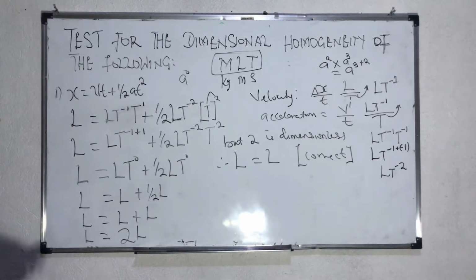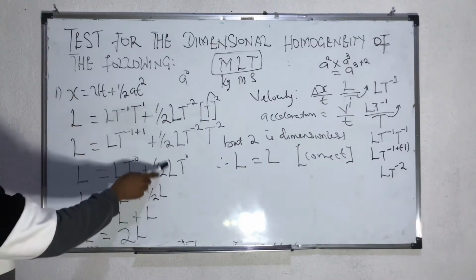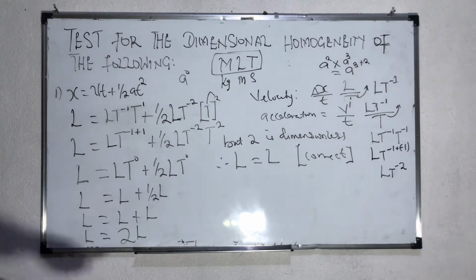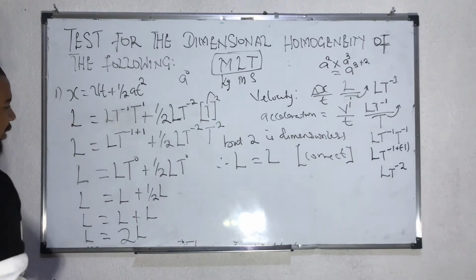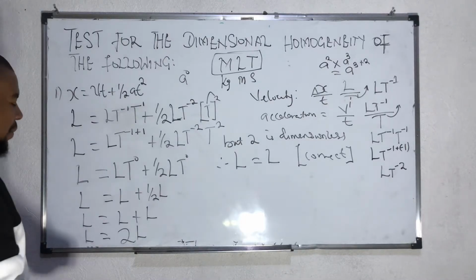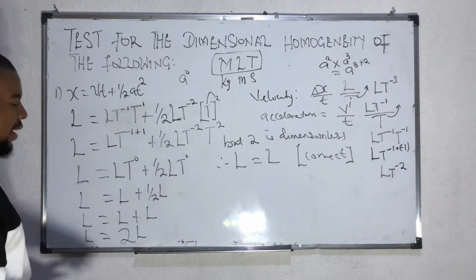Okay, now let me explain this part again. Remember that I said that the numbers like this, or maybe 3, 4, 5, 6, 7, they are all dimensionless. You cannot determine their dimensions. Therefore, whenever you find them, you just throw them away. They don't make any sense.